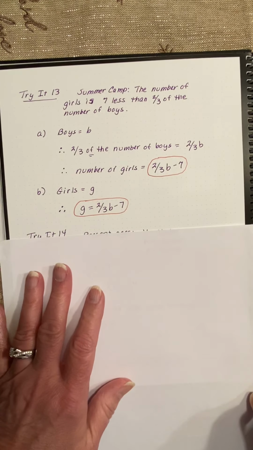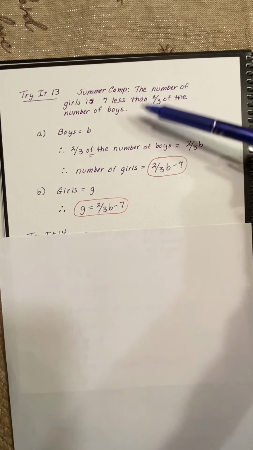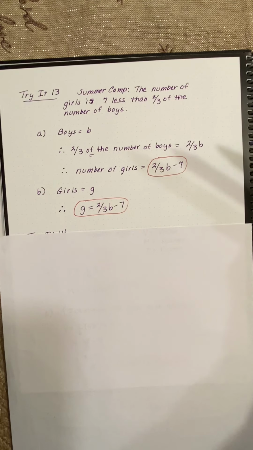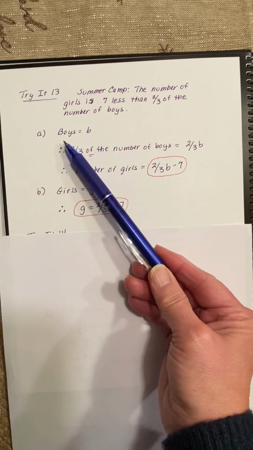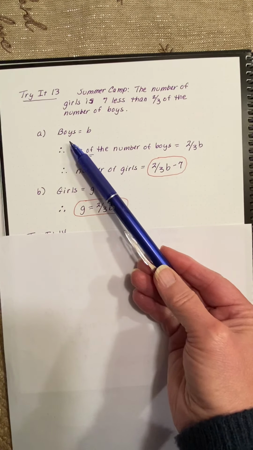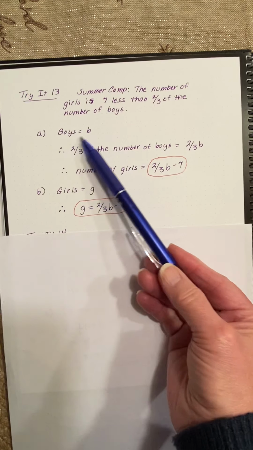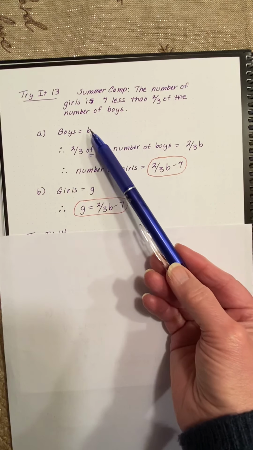It says, in a summer camp, the number of girls is 7 less than 2/3 of the number of boys. Okay, so we're going to go from this and get it down to a formula connecting the numbers together. So first of all, we're going to have boys. It says in A, suppose the number of boys in the camp is B. So they give it that, so we'll take it. Boys equal B. Express the number of girls in terms of B.